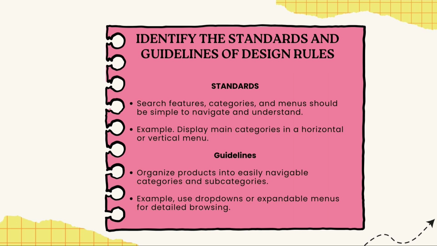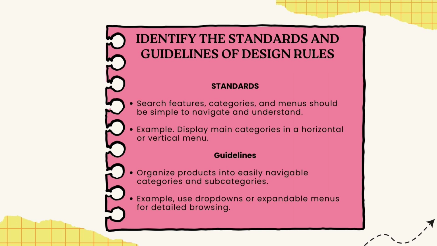This is the standards and guidelines of design rules in scenario 2. First, standards. One of the standards in this scenario is that search features, categories, and menus should be simple to navigate and understand. For example, we can display main categories in a horizontal or vertical menu. This is to make sure the users can easily search the category in this website.